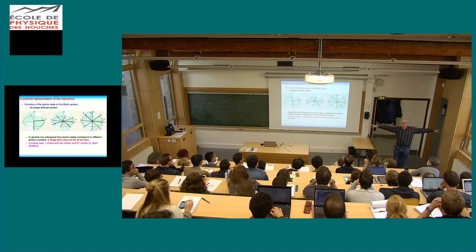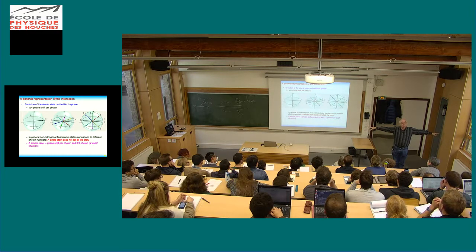Orthogonal states on the Bloch sphere are states on a diameter. So these states are not orthogonal. There is no way by which, with a single atom, you can distinguish orthogonal states.